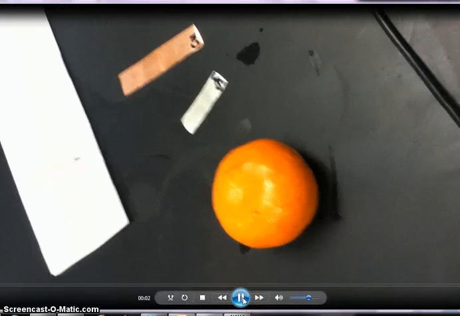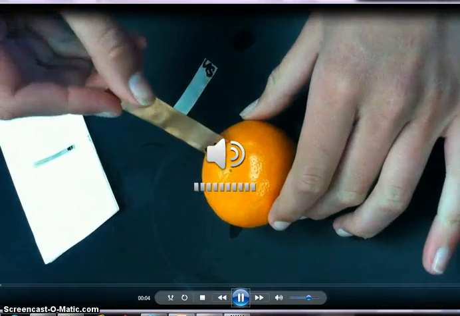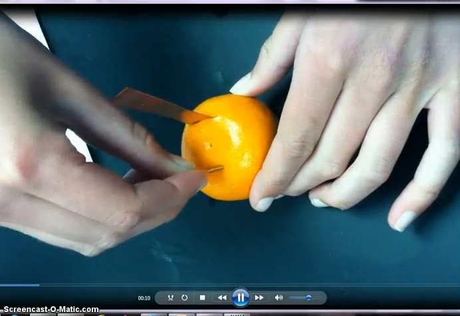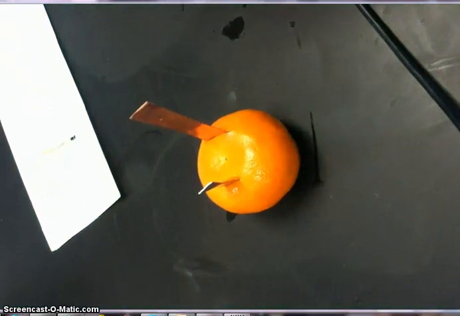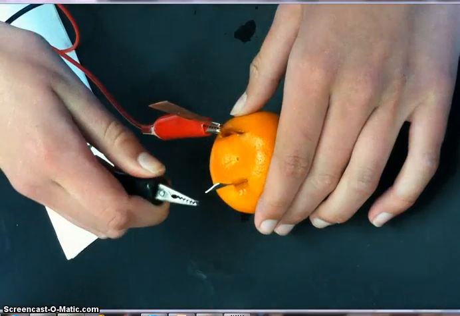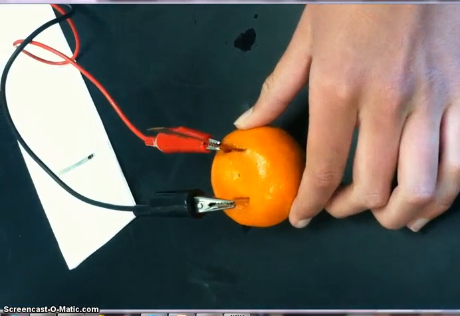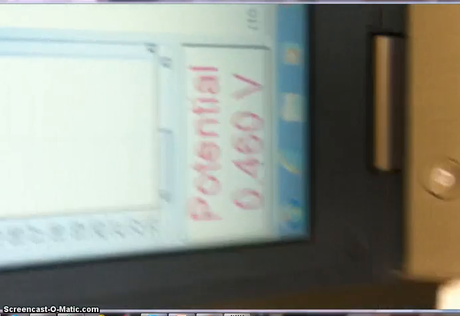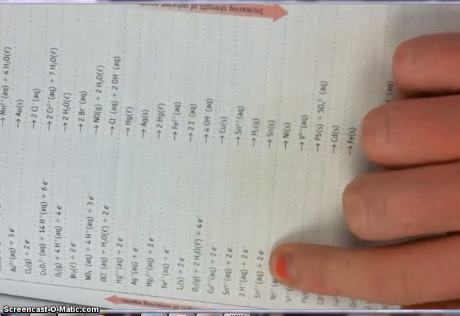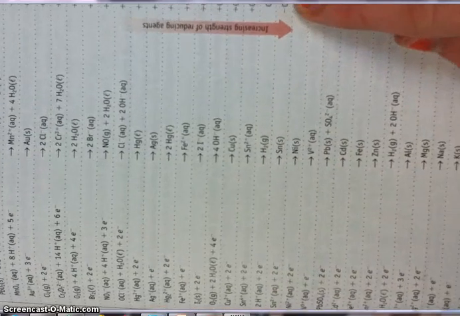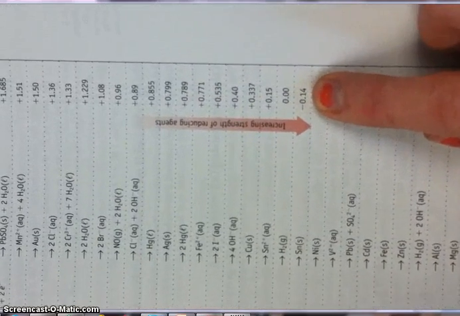This is also a similar case. We're going to be using tin and copper this time. Notice the positive voltage. In this reaction, Sn2+ should be with something that's reduced by 2, and this should give us a negative voltage. But we didn't have a negative voltage.